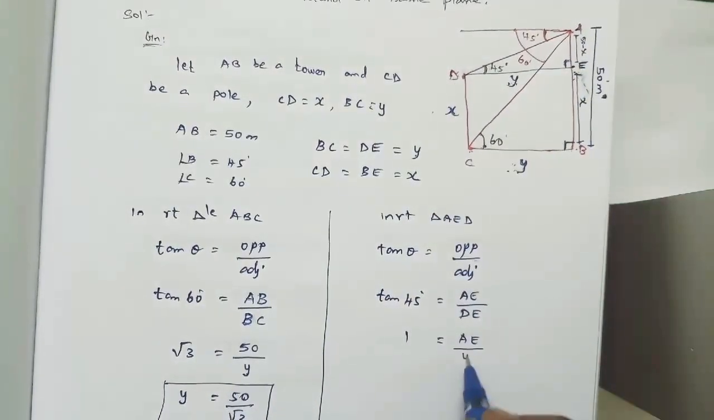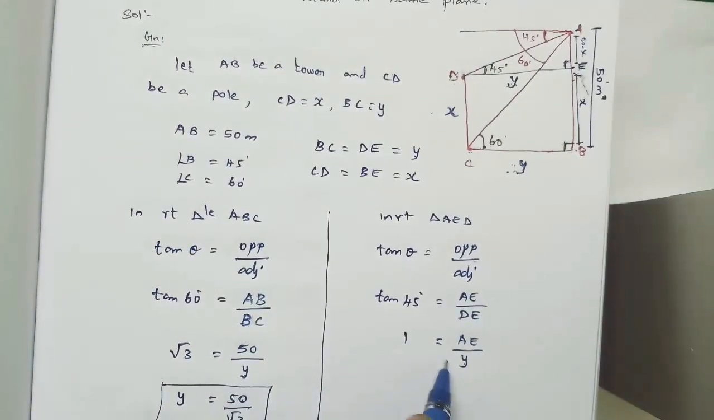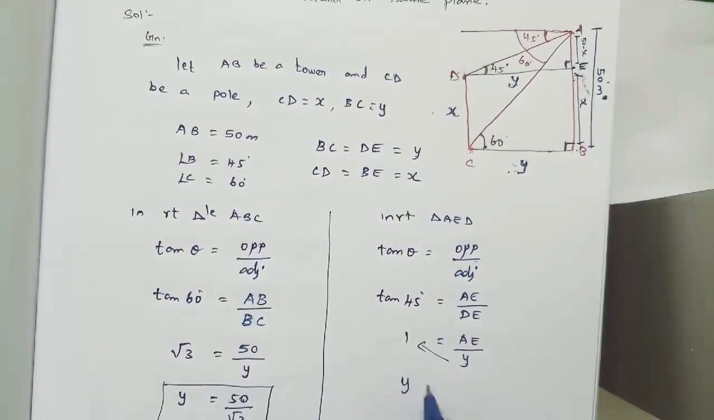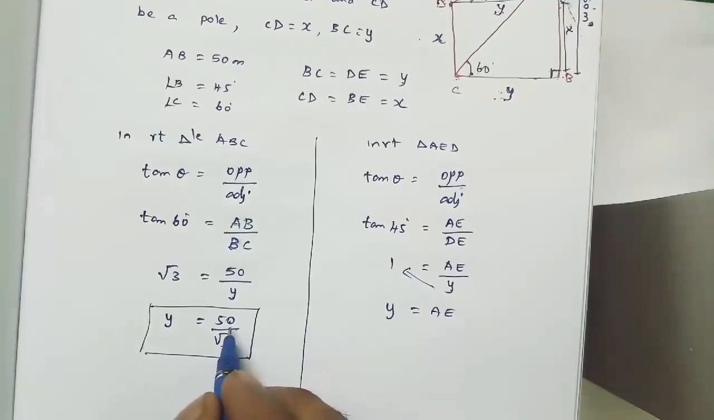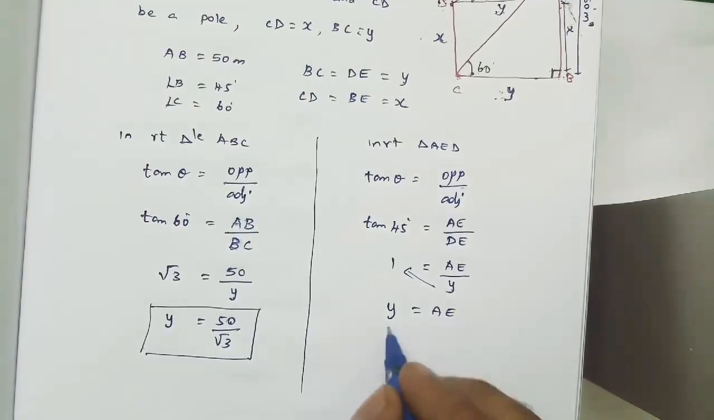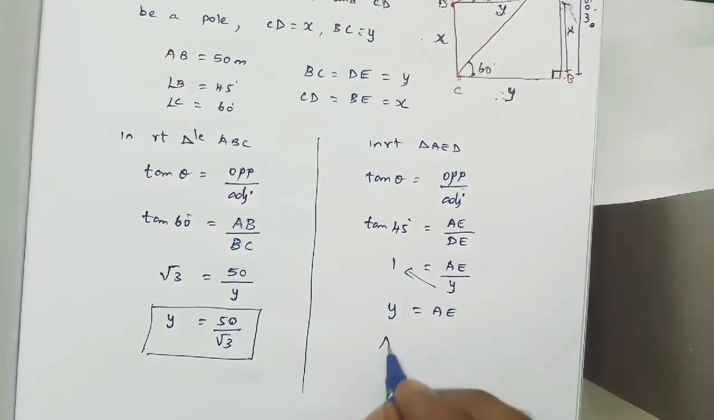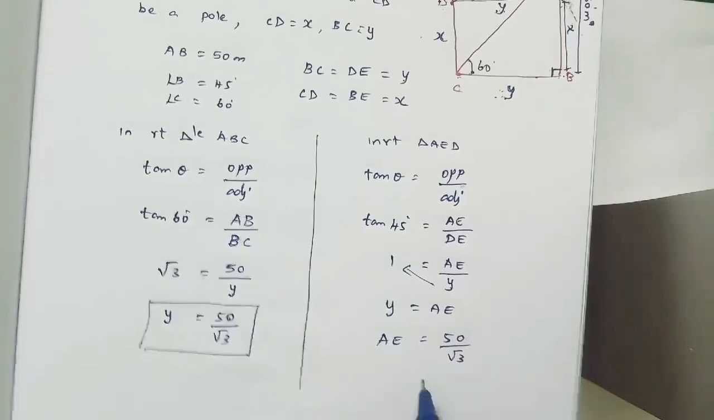So 1 equals AE by Y. Just bring the Y to the LHS. So Y is equal to AE. Already we know the value of Y. Substitute the Y value. What is the Y value? 50 divided by root 3. So by using this value, AE is equal to 50 divided by root 3.